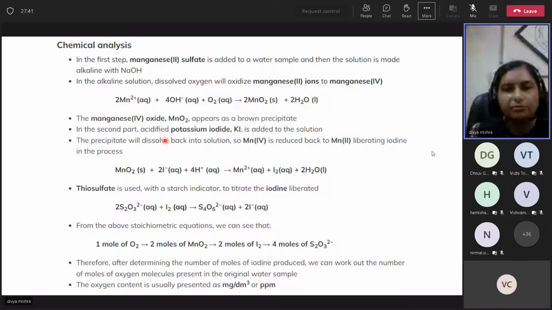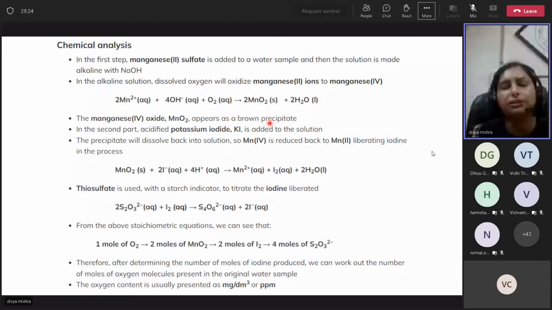Then here they are adding acidified potassium iodide, but we can add it with the alkaline solution. Then you will get a brown precipitate for some time. You will allow it to settle down. If there is no oxygen, you will get this manganese hydroxide. Okay, so this is white in color. The precipitates are white, but some of the manganese will react with the present oxygen. Then eventually you will get a brown precipitate.